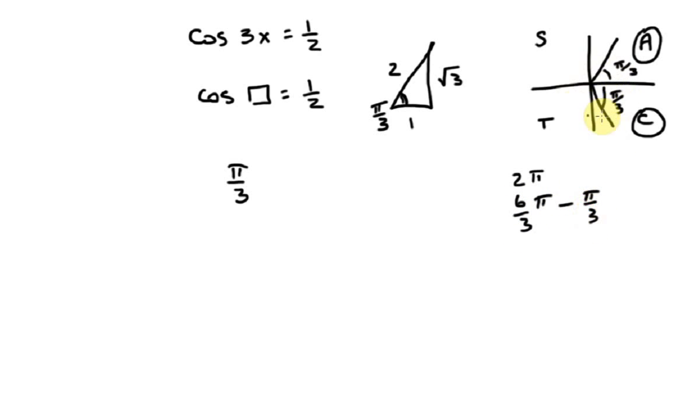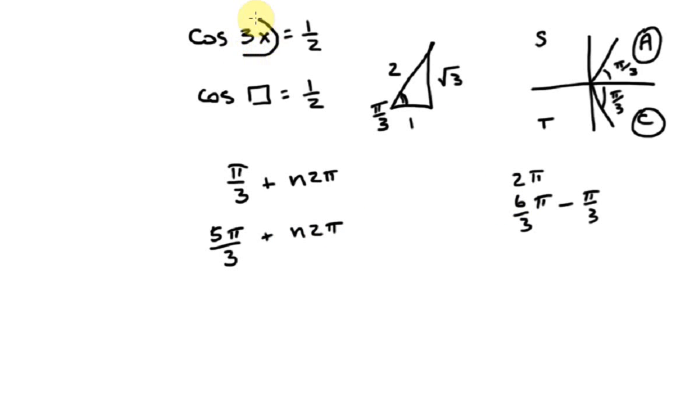I want to swing to 2 pi and then back it up 1/3. So I think it's going to be 5/3 pi. And remember, that is plus multiples of the period. And the period for cosine is 2 pi. Now, this is all great, except for one thing.